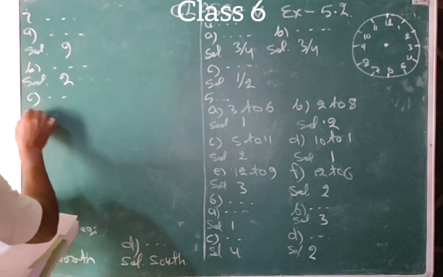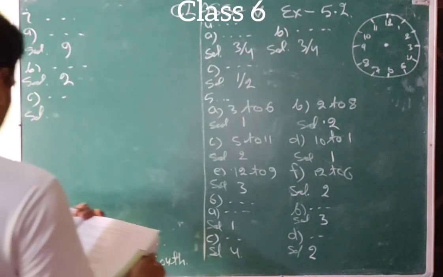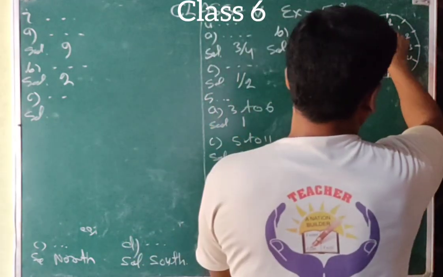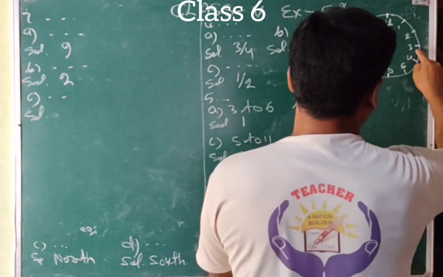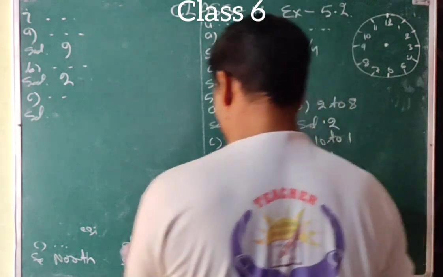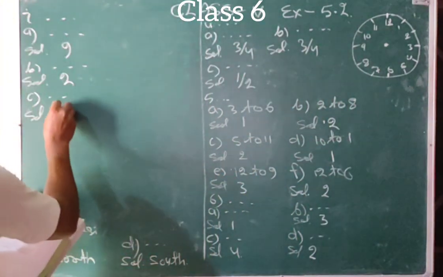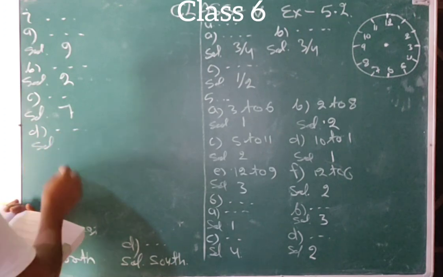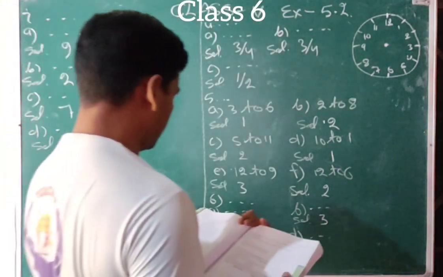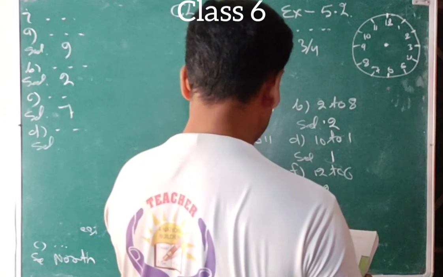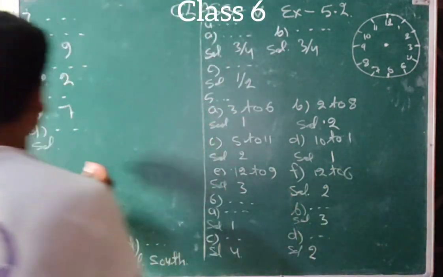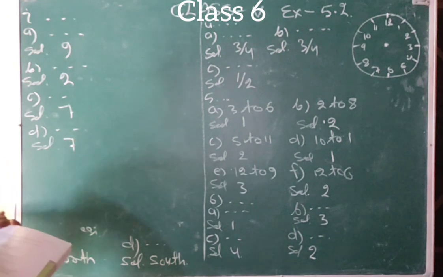C part, from 10 and turn 3 right angles. 10 to 1 2 3, 1 2 3, 1 2 3. That will stop on 7. D part, start from 7 and turn 2 straight angles. A straight angle means that obviously it will become the same place.